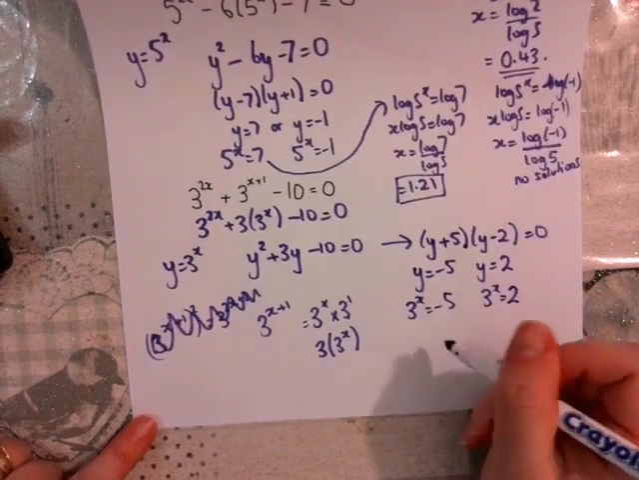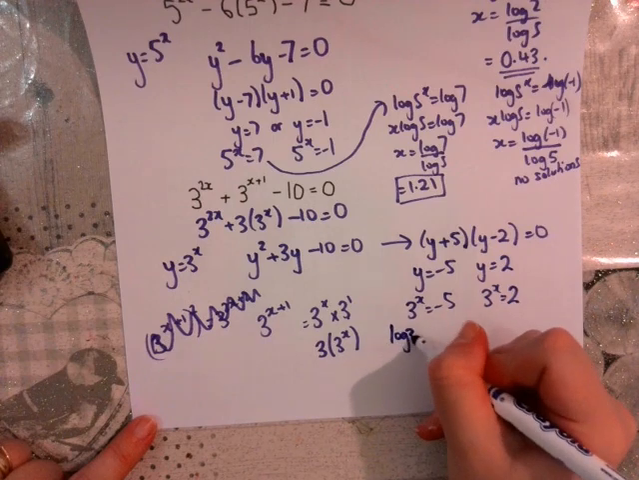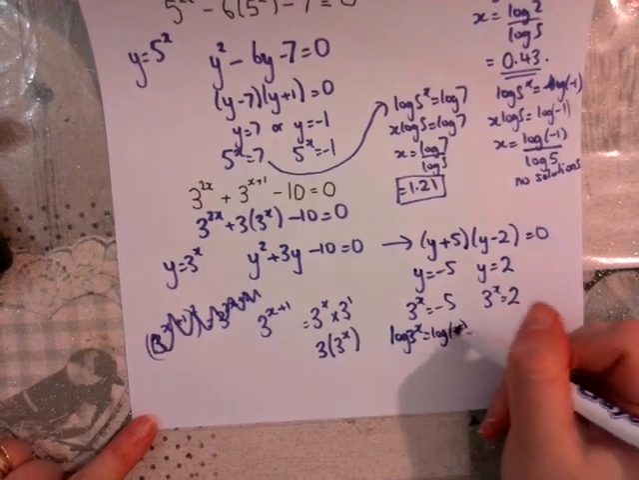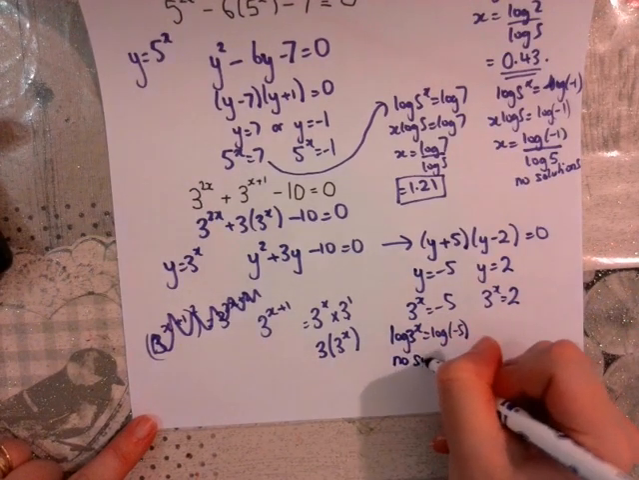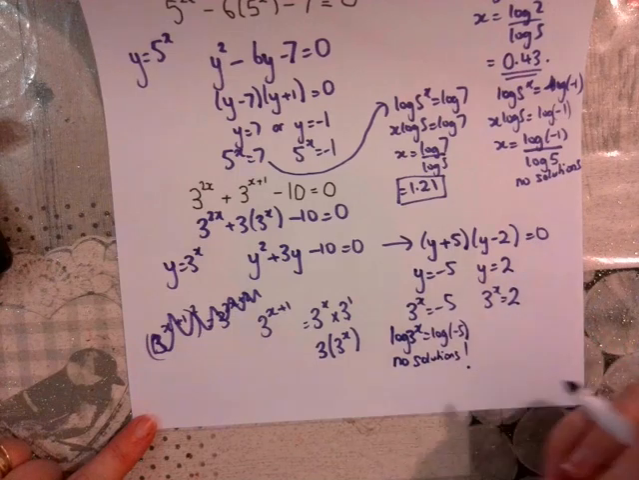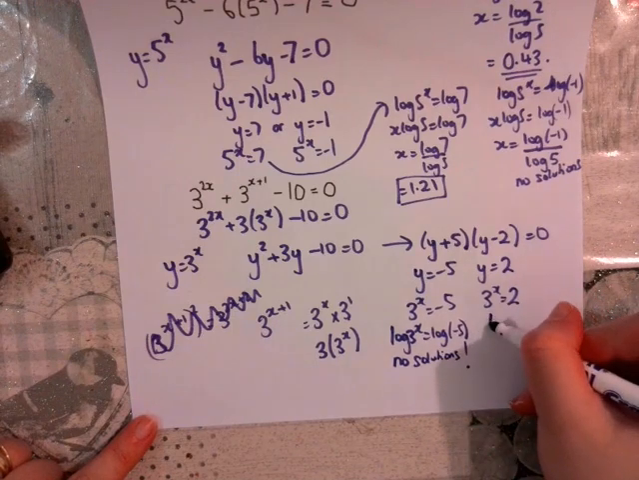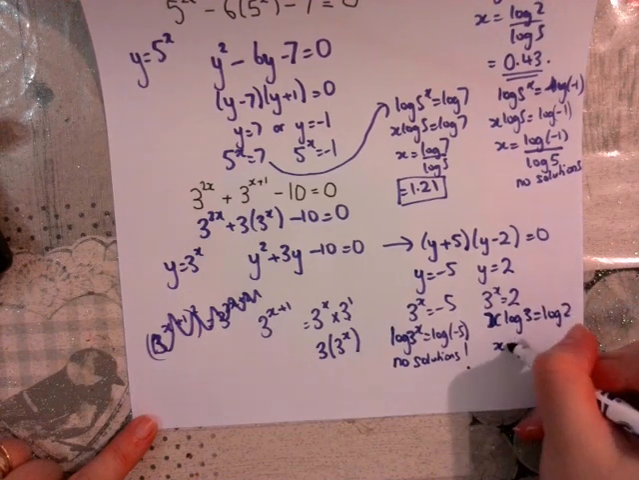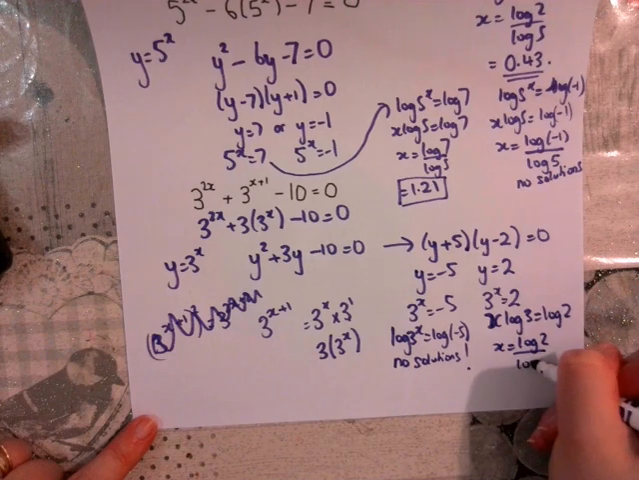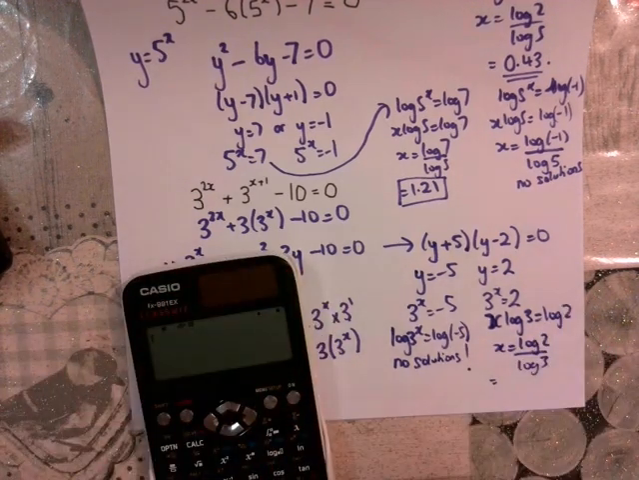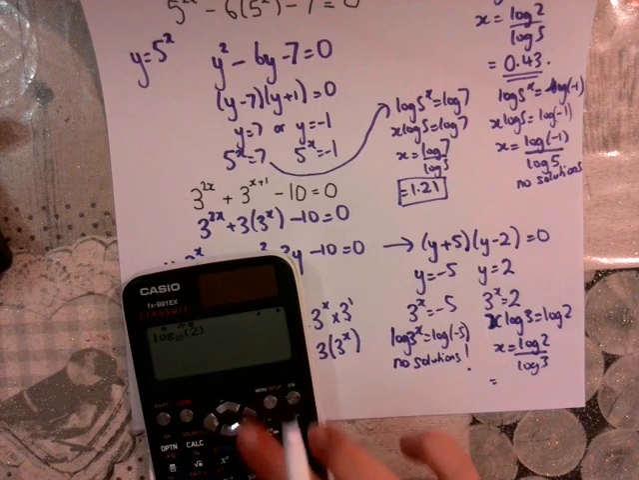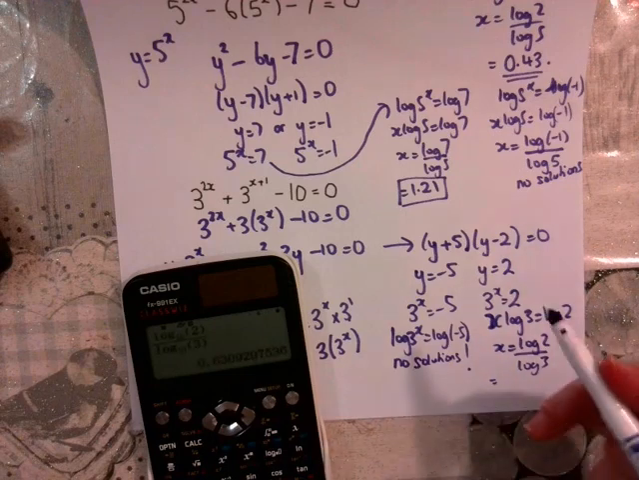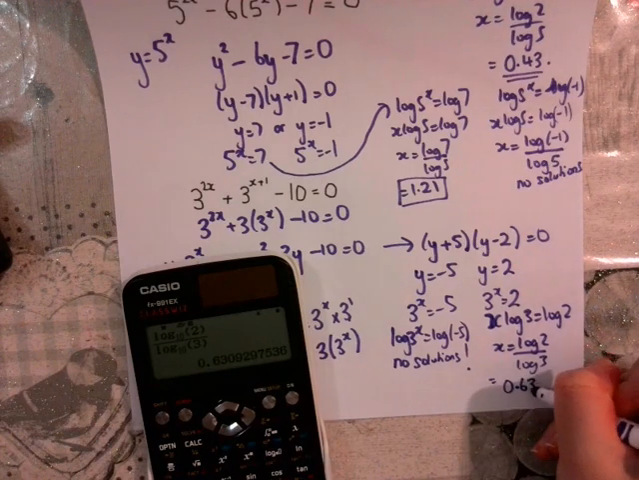So if I take logarithms again of both sides, log 3 to the x equals log minus 5, you can see straight away you're going to have a logarithm of a negative number. So this one, no solutions. This one, you're going to get x log 3. I think we can start skipping a few steps here now. So x is going to be log 2 over log 3. So you should get 0.63.